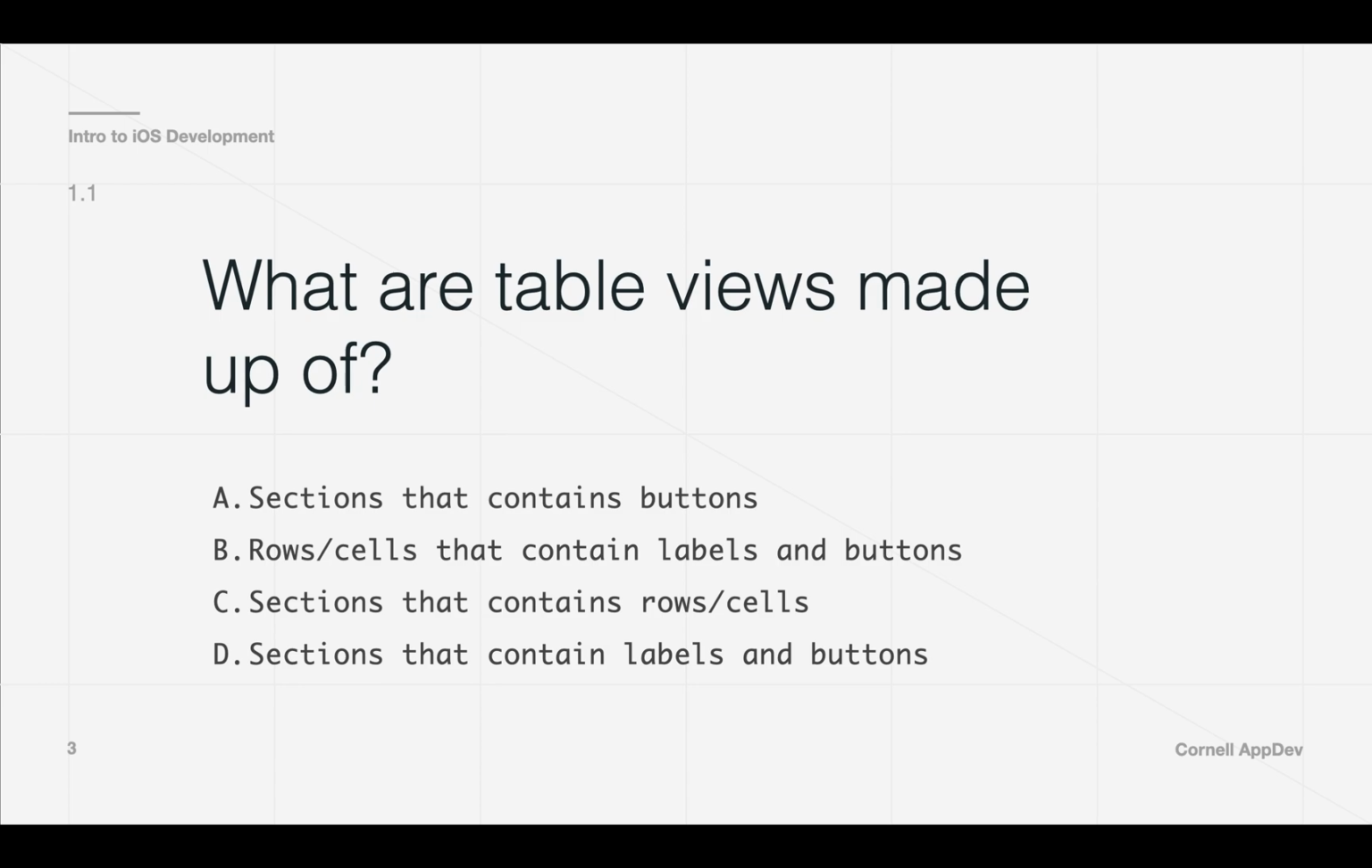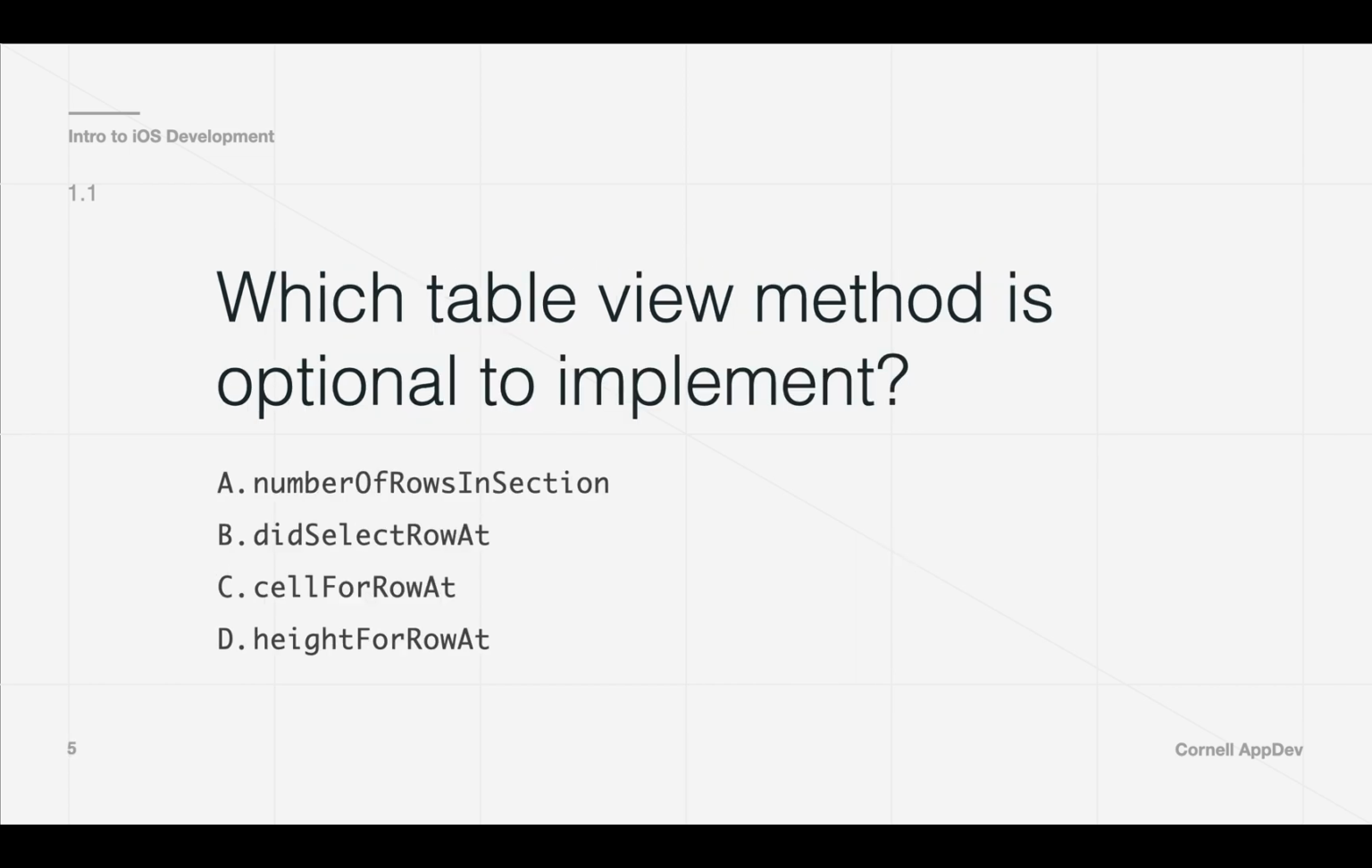I'll give you a quick 10 seconds to think of it. You can pause this video as well. But yeah, so the answer would be sections that contain rows and cells. And so if you remember, we had functions like cell for row at, and that pretty much defines what each row of the table view presents. And then there are sections that break up different subsets of rows.